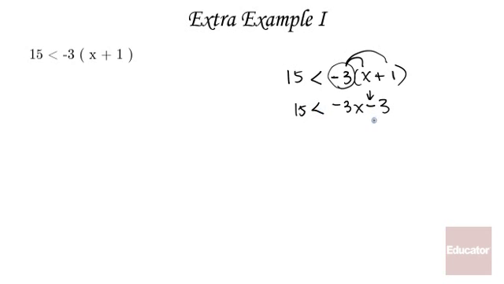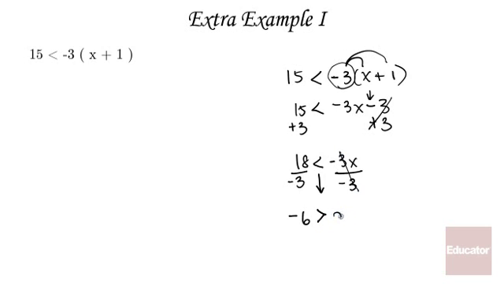And then I'm going to add 3 to both sides. So this is 18 is less than negative 3x, and that's gone to 0. Now I'm going to divide both sides by negative 3. Remember that when you're dividing by a negative, your inequality sign must switch. So I'm going to put an arrow there so I don't forget to switch it. This becomes negative 6 is greater than x.